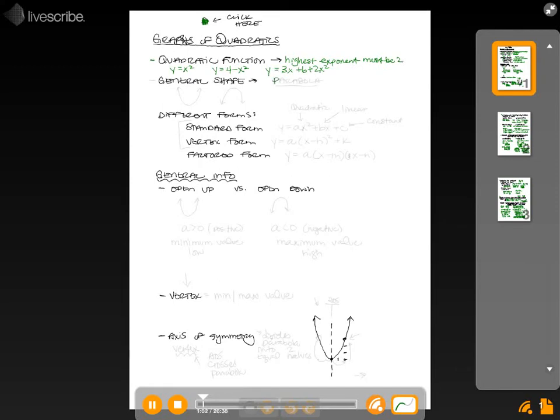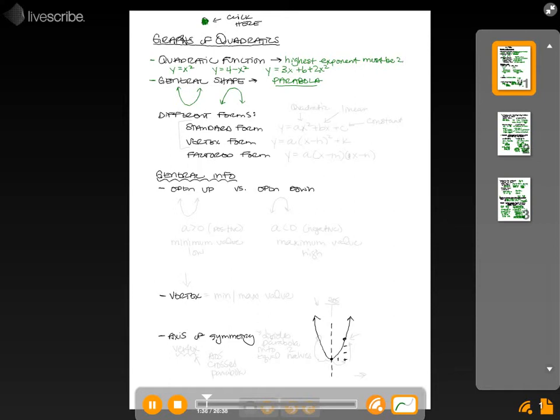Now, the general shape of a quadratic is called a parabola, and it's a U shape. It's rounded, and parabolas can open up or they can open down when they're a quadratic function. If a parabola opens left and right, it's not a quadratic function anymore. There would be something different about the equation, and we will get to that eventually. But for graphs of quadratics today, you need to know that the highest exponent should be a 2, and when that highest exponent is a 2, the shape of the graph is called a parabola, and it makes this U shape.